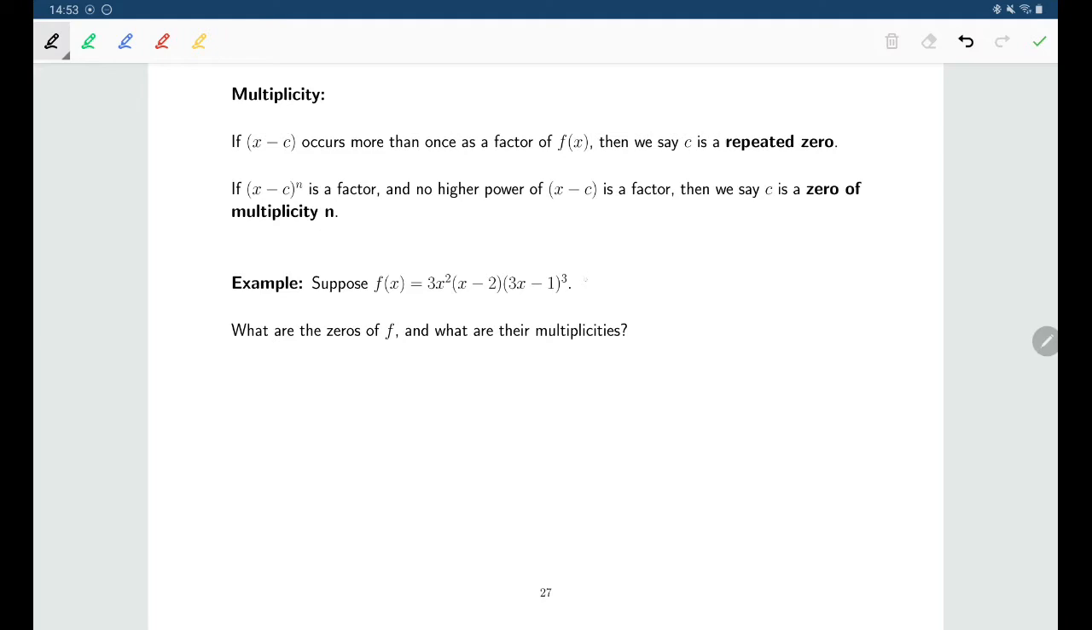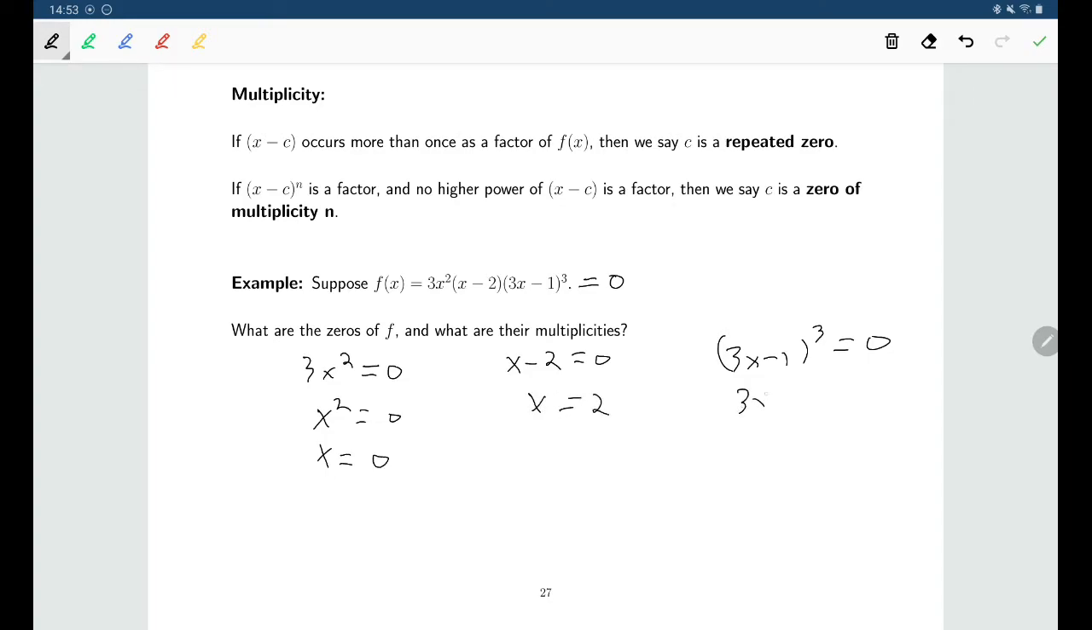If we wanted to know what the zeros are, that's us looking for the x-intercepts, looking for where this function is equal to 0. And we'd find, well, either 3x squared is 0, or x minus 2 is 0, or 3x minus 1 cubed is 0. And then we could solve for what x needs to be. And we'd find that x is 0, x is 2, or x is a third.